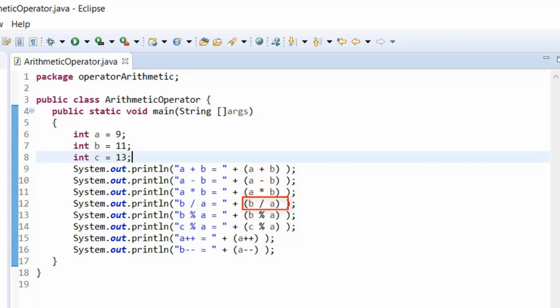So we have division. This divides the left-hand operand by the right-hand operand. The next one we have is the modulus. The modulus divides the left-hand operand by the right-hand operand and returns the remainder to the user. The next one we have is increment. Increment increases the operand by 1. And the last is decrement. Decrement decreases the operand by 1 as well.